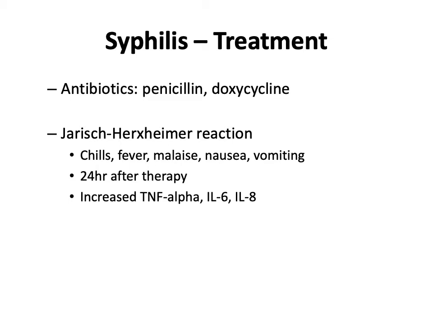Some patients may experience what is termed Jarisch-Herxheimer reaction. It occurs most frequently after treatment with penicillin and treatment of early syphilis, especially at the secondary stage. It occurs when large amounts of toxins are released into the body as the bacteria die, which causes an increase of tumor necrosis factor alpha, interleukin 6, and interleukin 8.